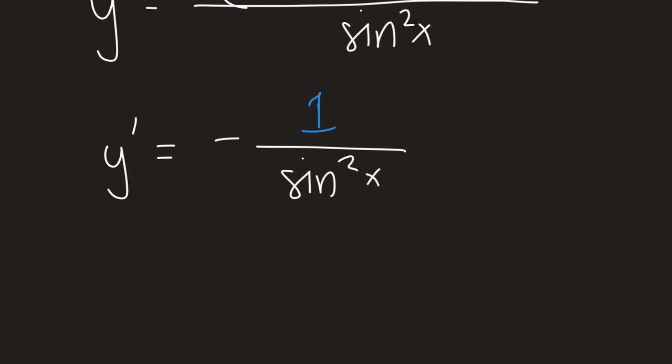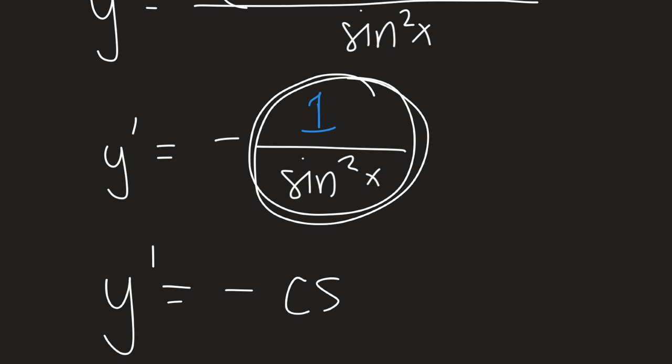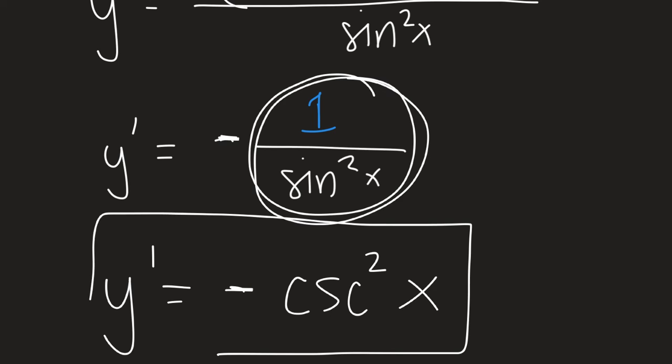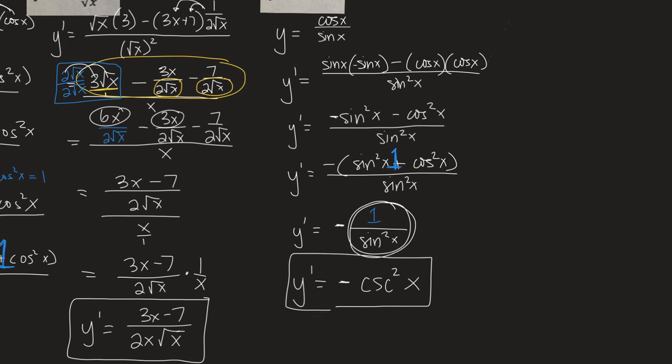Okay, this is also a trig identity. 1 over the sine is known as the cosecant. So if I have 1 over the sine squared, that must be the cosecant squared. And the negative is out here, so the negative stays there also. So the derivative of cotan is negative cosecant squared, if I did my math right. I believe I did this time.